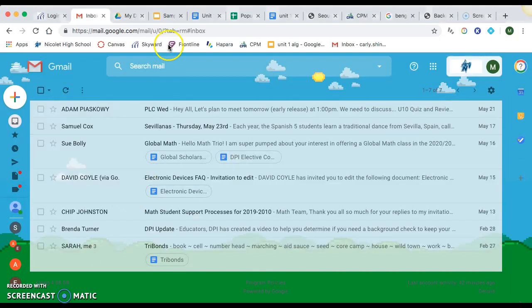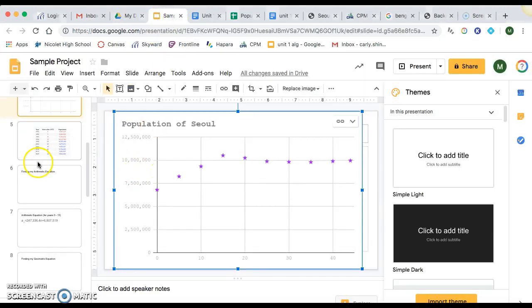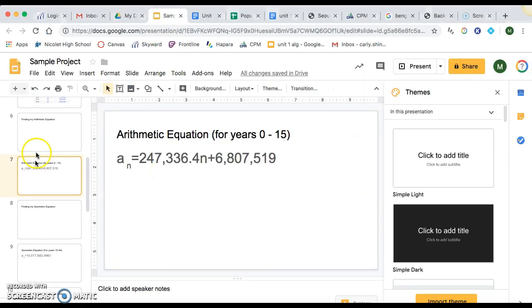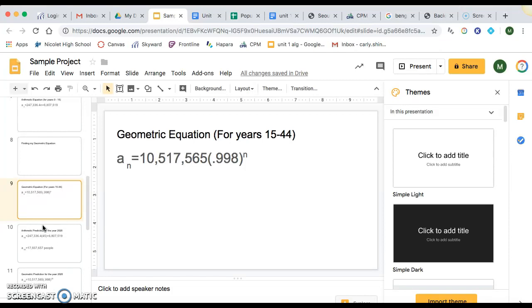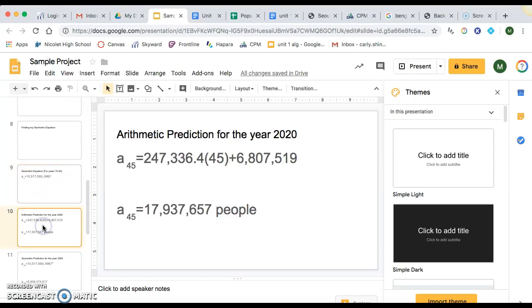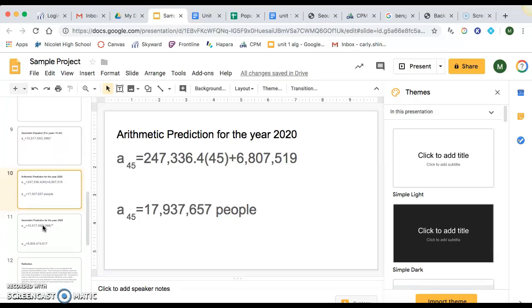So let's look back. Oh, don't look at my emails. And there you have it, my arithmetic equation and my geometric equation. And the next step you have to do in the project is to make a prediction. So I picked the year 2020. You don't have to pick that year. You can pick whatever year you want to predict. You just have to plug that into your equation.